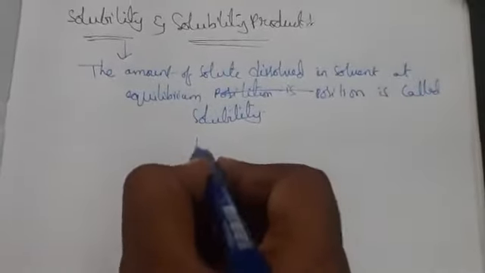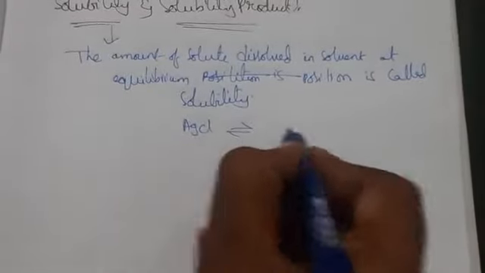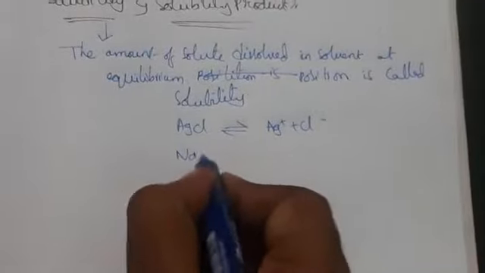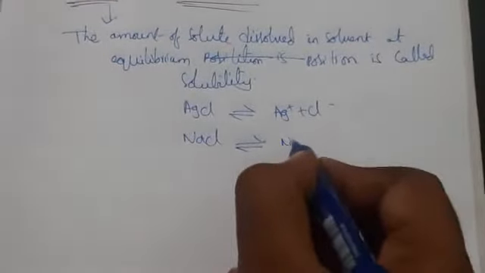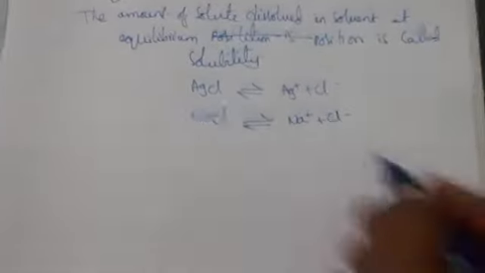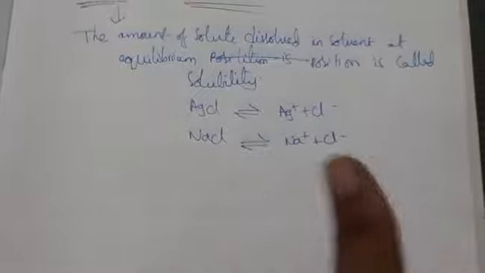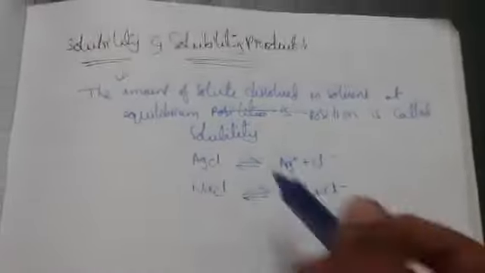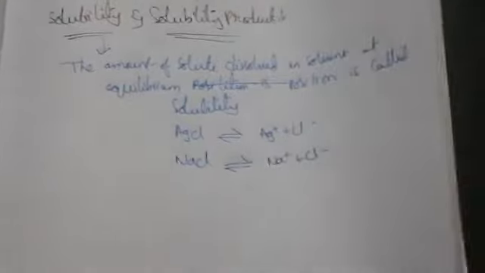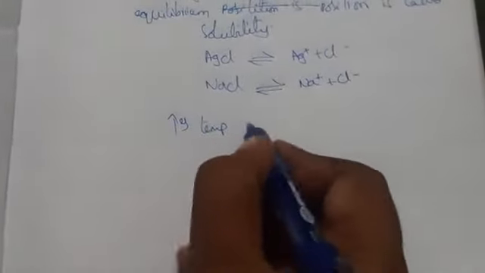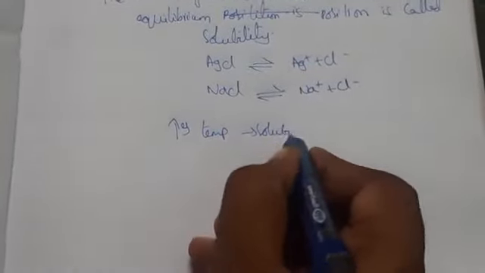For example, I can take AgCl in equilibrium condition, that is Ag plus and Cl minus, or we can take NaCl, which gives us ions Na plus and Cl minus. If you go on adding this salt, when you take an excess amount of it, it is not going to dissolve. That is solubility. It has some factors. When you increase the temperature, automatically the solubility increases.